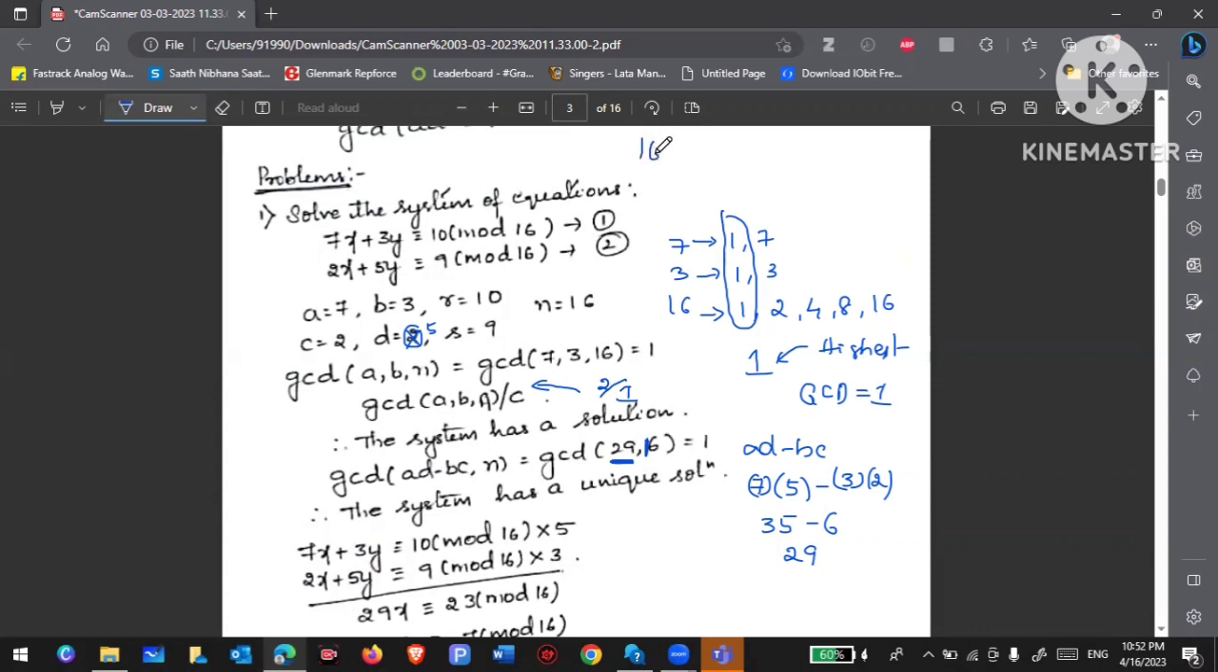Let us find out. Factors of 16 we have 1, 2, 4, 8, 16. Factors of 29: 1 and 29 itself. So the highest common factor, that is the greatest common divisor, will be 1. That is what we have written here also: GCD of 29, 16 is equal to 1. Therefore, the system has a unique solution. Then how do we proceed?